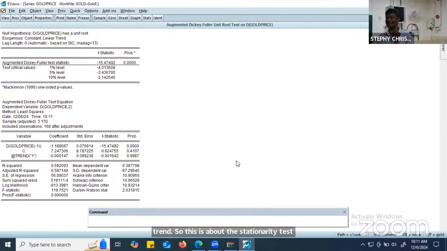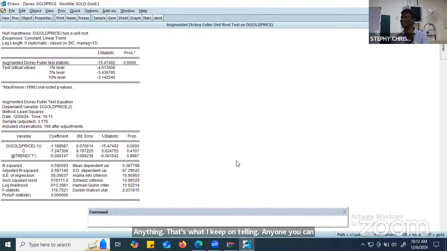That's what I keep on telling: you can choose any one to prove the stationarity. There is no compulsion there. Some people conducted both, intercept, and then separately intercept and trend. That is also fine.